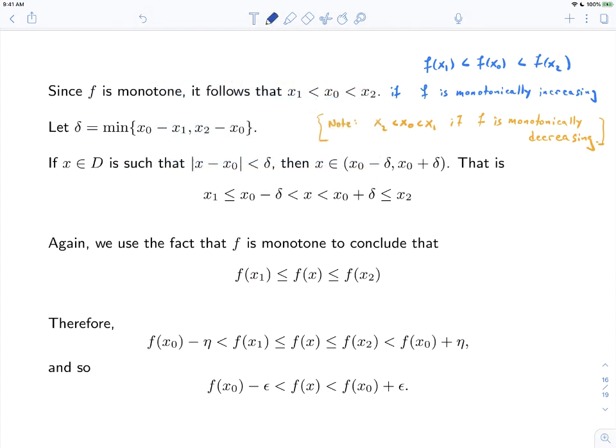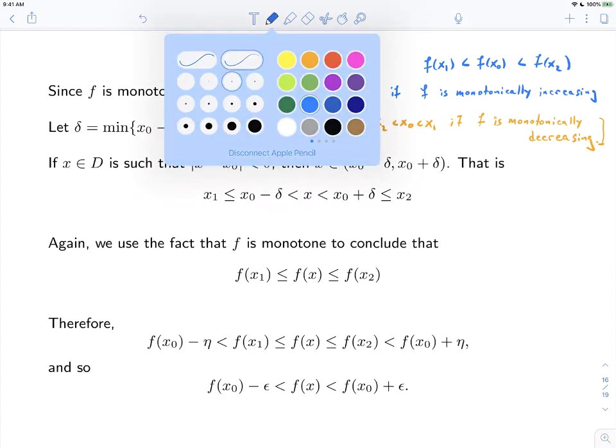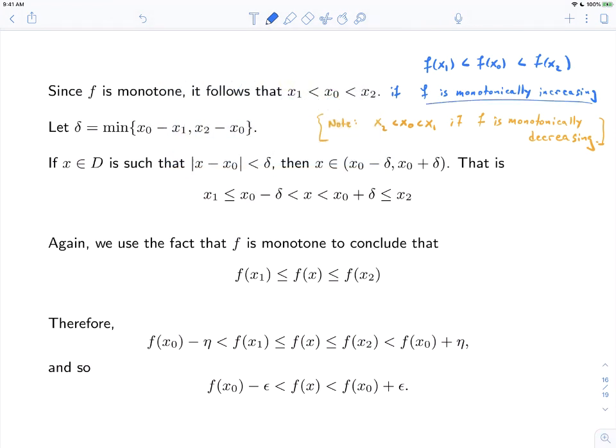So I'm going to just continue here assuming that f is monotonically increasing, but you can see how we change it if it's monotonically decreasing. It's essentially the same, you just change the order of all the inequalities. Now, we're going to let delta be the minimum distance between x naught and x1 and x2 and x naught. Again, I'm assuming that the order of the inequalities is like this.